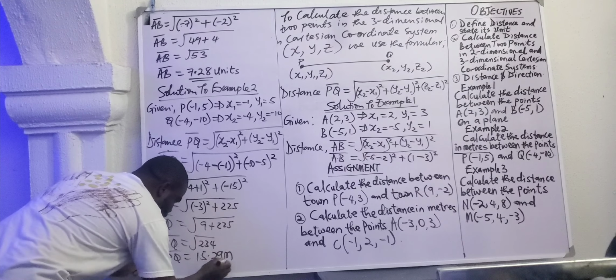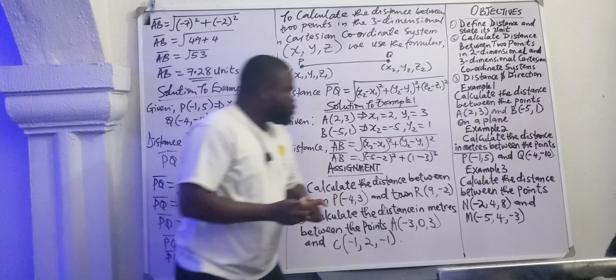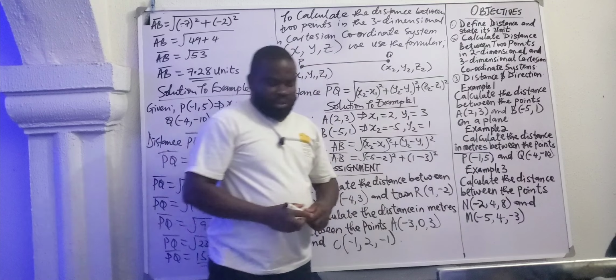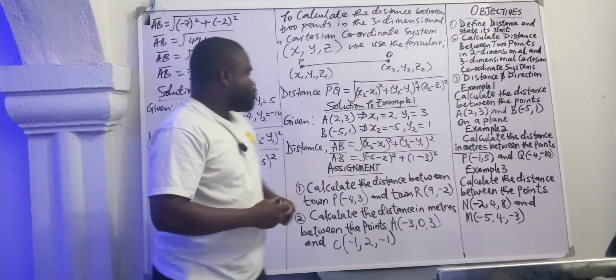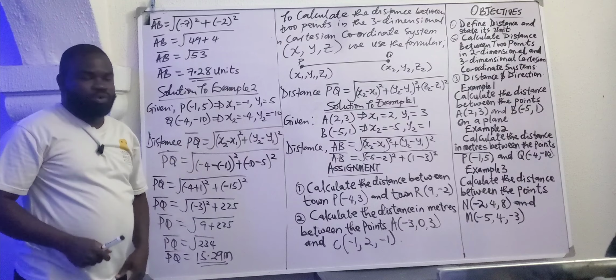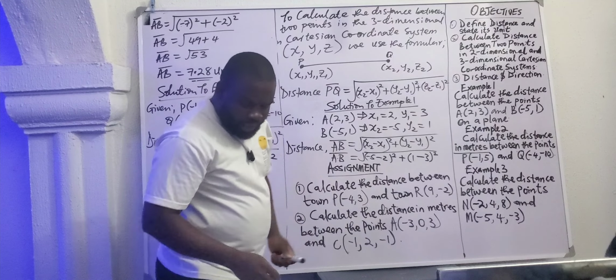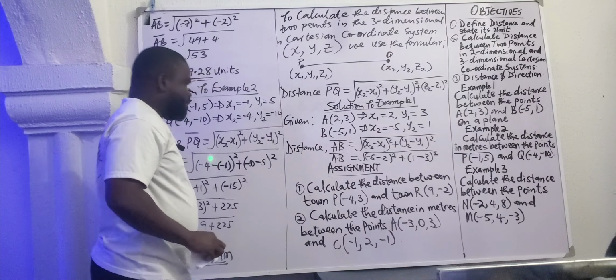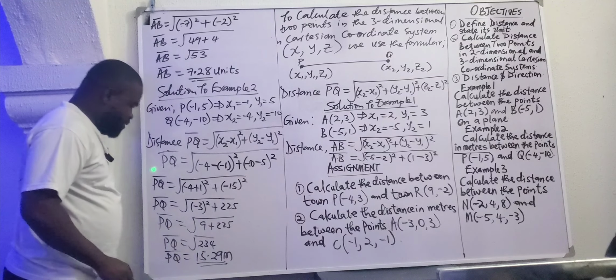So I have the distance PQ as 15.29 meter. Why am I putting meter? I was told to calculate the distance in what? In meters. So I'm putting meters here. Unlike the first one, I put unit because nothing was what? Specified. I believe you get that explanation very well.